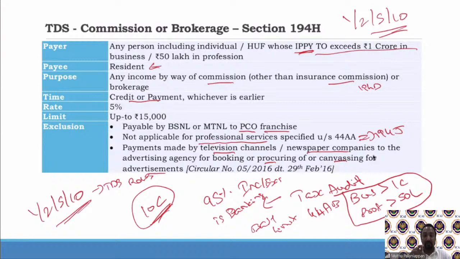If that advertisement agency is doing any other service other than procuring advertisement, let's say they're canvassing a celebrity to appear in the paper, to write an article, to provide an interview, that is not covered here. What is covered is only procuring or canvassing of advertisement. Nothing else is covered. So this is not tax deductible under section 194H. That is what this provision is. So payment made by television channels or newspapers to advertising agencies for procuring or canvassing advertisements is not tax deductible under section 194H. Okay, clear? So that's all 194H is.